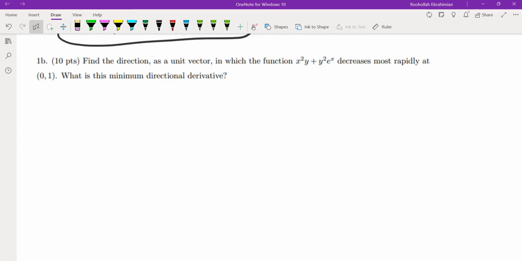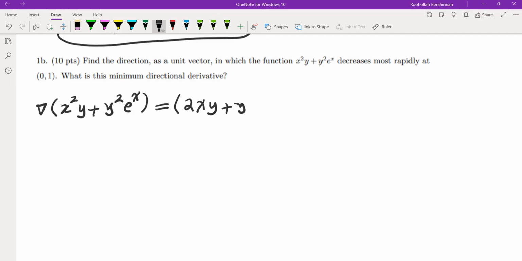Okay, so the next part of the same problem is: find the direction as a unit vector in which this function decreases most rapidly at (0, 1). What is the minimum directional derivative? In order to find the minimum directional derivative and the direction, we'll have to find the gradient. So let's find the gradient of this function, x squared y plus y squared e to the x. The x component is 2xy plus y squared e to the x. The y component is x squared plus 2y e to the x.